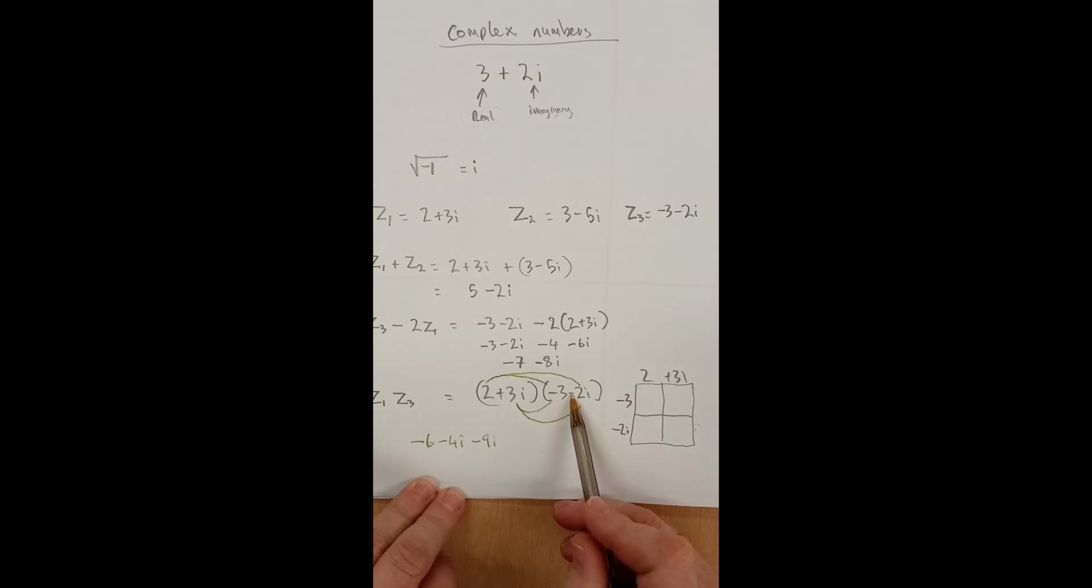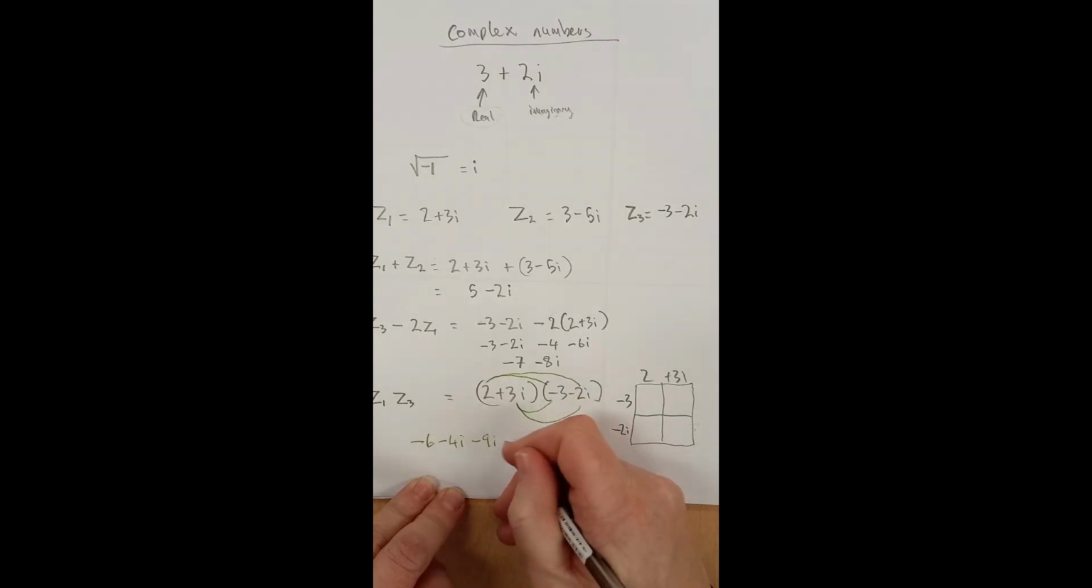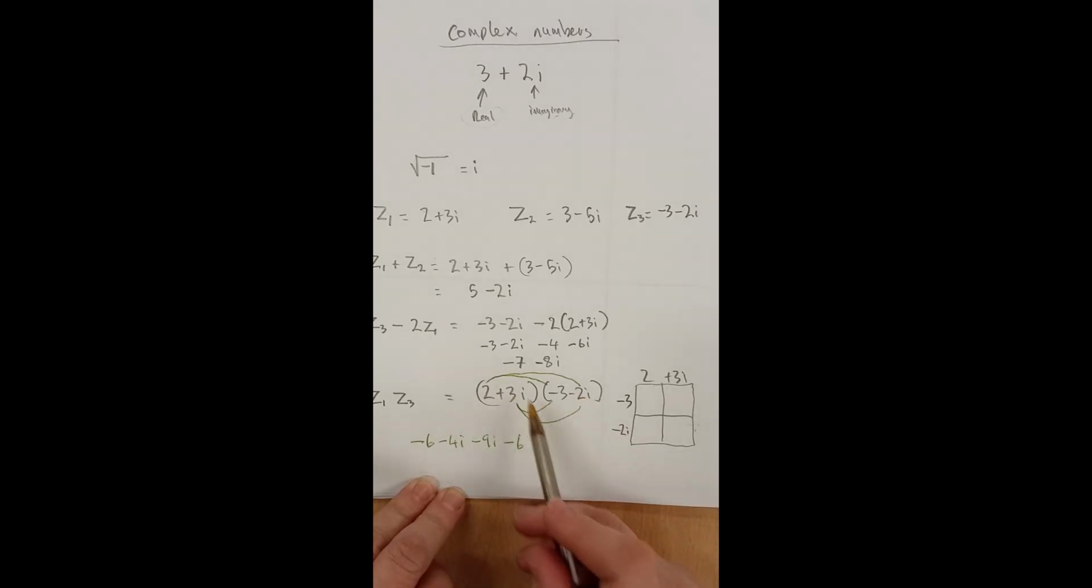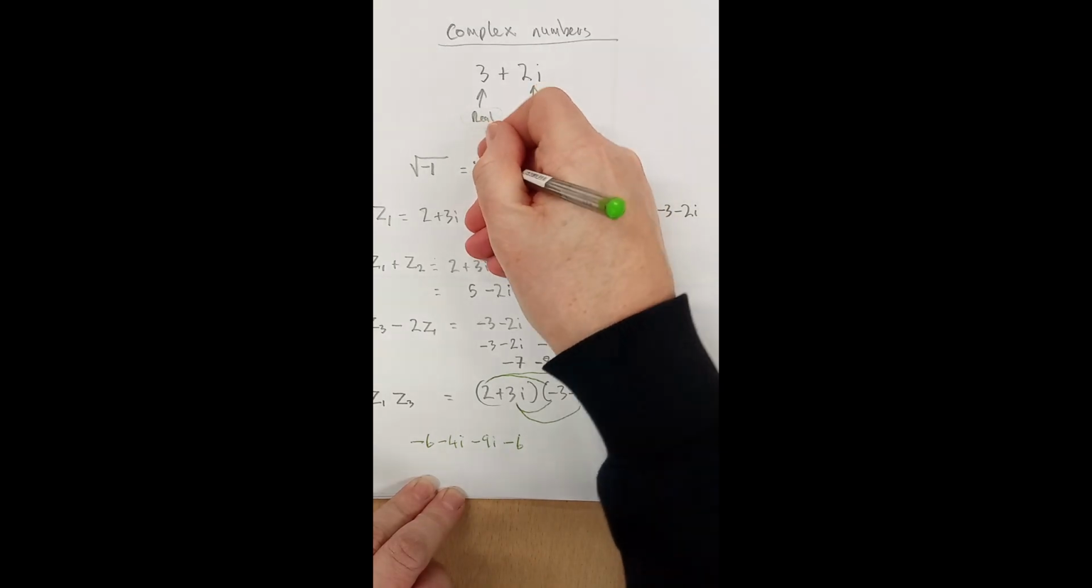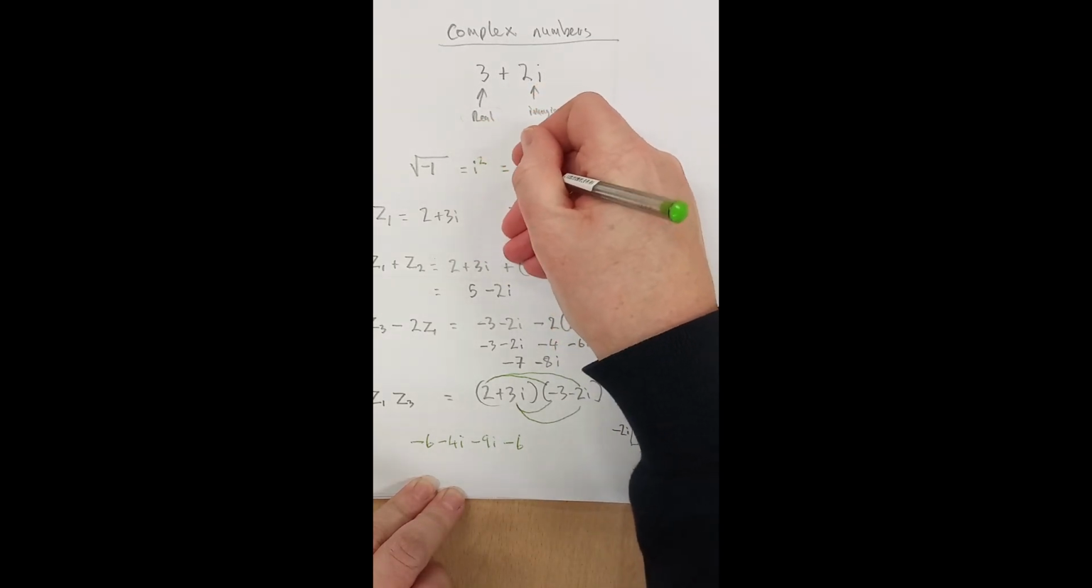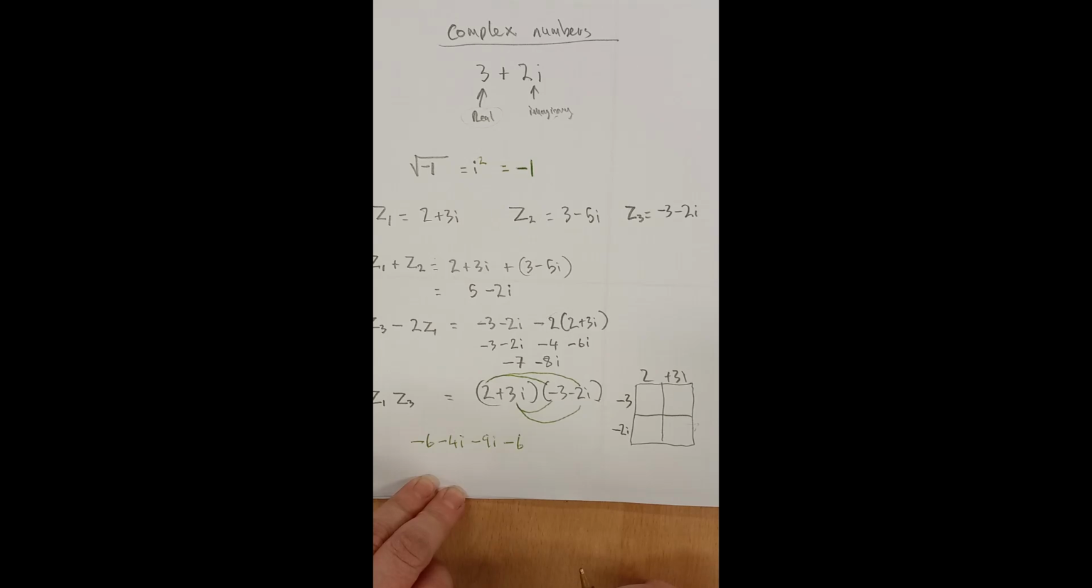3i times minus 2i. So you have to separate this out. You multiply the 3 by the minus 2, you get minus 6. Now, i squared is equal to minus 1. That's what happens. So if that's minus 1, then you actually just change the sign. You don't add a 1, take away a 1, you just change the sign of whatever happened when you multiplied.